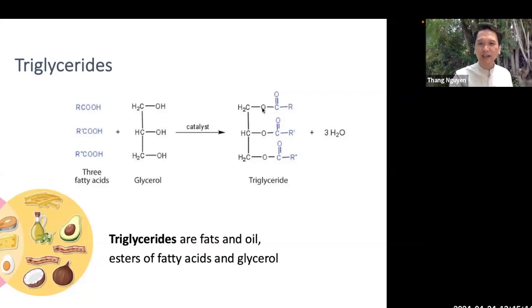And based on this structural formula here, what functional group do you see? This carbonyl group with an oxygen, that makes it an ester, right? So triglycerides are basically esters of fatty acids and glycerol, as I mentioned earlier.